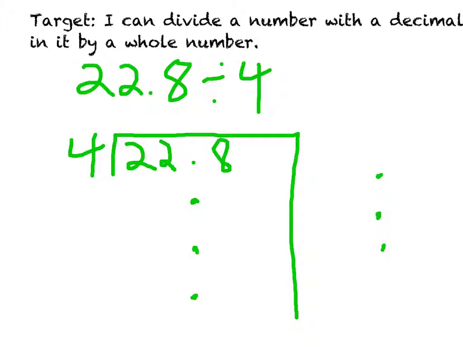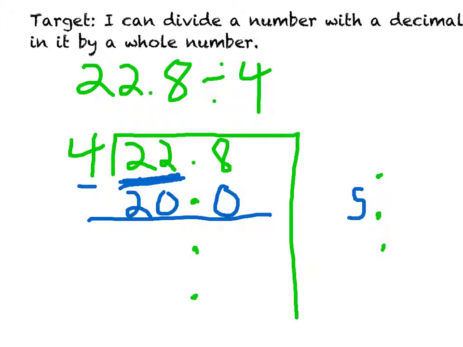Now we're going to go through the steps of long division. We have 4. Does it go into 2? No. Does it go into 22? Yes, it goes into 22 5 times. And that 5 is going to go right in the 1 spot. So we're going to put a 5 in our 1 spot. And then 5 times 4 is 20, 20.0. And then we're going to do our subtraction.